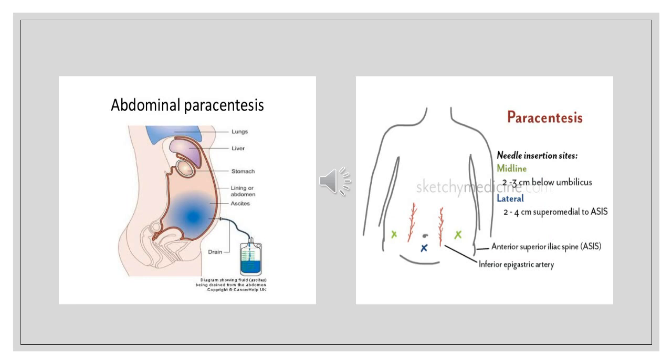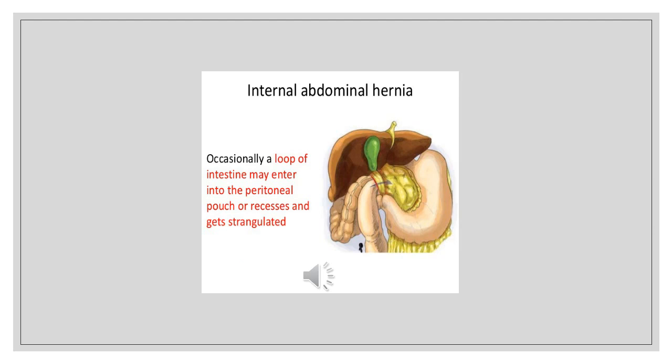Fluid in the abdomen may be removed by puncturing the abdominal wall either in the median plane midway between the umbilicus and the pubic symphysis or at a point just above the anterior superior iliac spine. This procedure is called paracentesis. Occasionally, a loop of intestine may enter into the peritoneal pouch or recess and get strangulated. That is internal abdominal hernia.